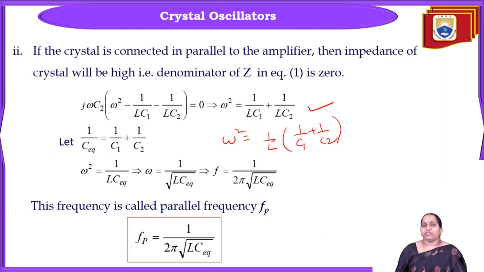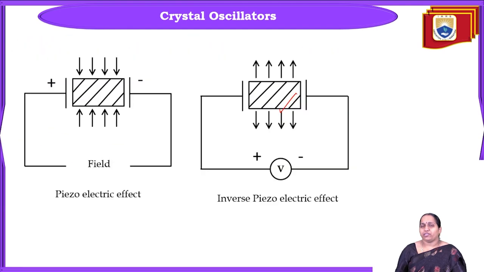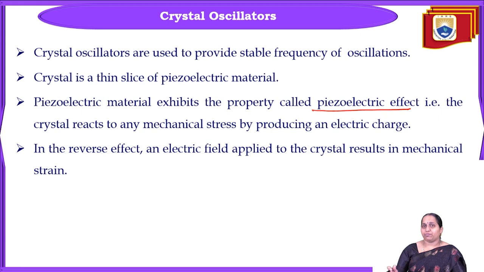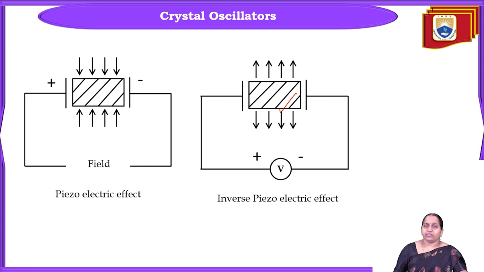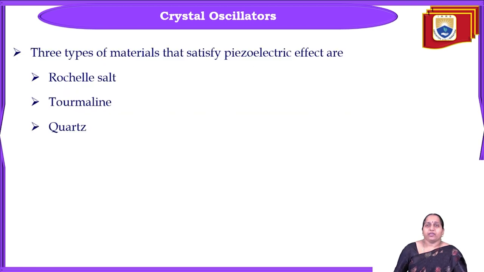Okay. So, we shall quickly revise all the things we have discussed so far. A crystal exhibits a property called the piezoelectric effect. That is, when you apply some stress, it produces electric charge. In reverse, when an electric voltage is applied across a crystal, it will undergo some mechanical strain. And we have seen three different types of crystals. What are those? Rochelle salt, tourmaline, and quartz. Rochelle salt exhibits a good piezoelectric effect, but it is mechanically weak. Coming to tourmaline, it exhibits a poor piezoelectric effect, but it is mechanically strong. Quartz is a compromise between these two.